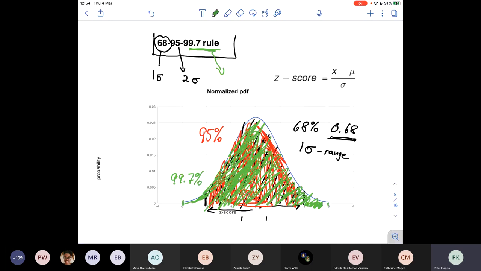And I think you are now ready for me to make a confession. I just told you a lie. I lied to you. Yes, I'm a bad person. I know. I told you a lie. This affects this one here. I told you that two standard deviations to the left and to the right contains 95% of all the data. And this is a lie.